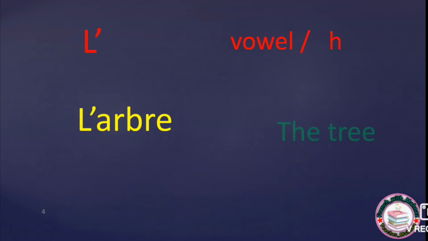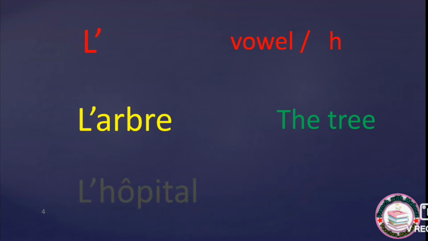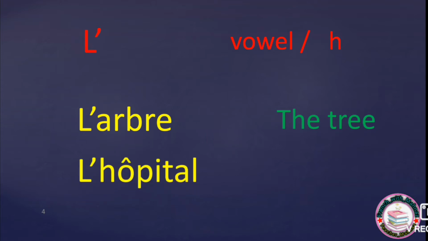And now we have L apostrophe. We use L apostrophe for nouns that start with a vowel or it starts with H, actually H in English. Like l'arbre, the tree. Arbre, tree, start with a vowel. So I use L apostrophe for this word. And l'hôpital, which means the hospital. Because l'hôpital starts with H, we use L apostrophe.